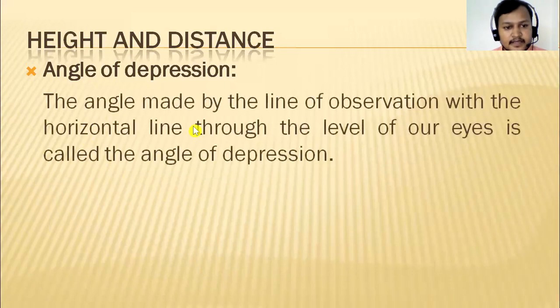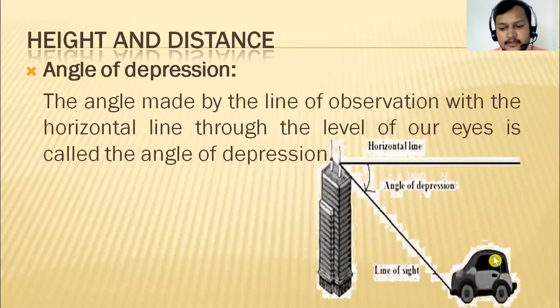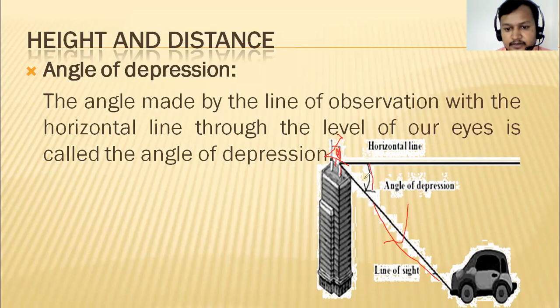Look at this one. Angle made by the line of observation with the horizontal line through the level of our eyes is called angle of depression. You may look at this example. This is horizontal line from top of this building. One is observing this car. I have given same example. Both examples coincide here. And this line is line of vision. Line of sight हामीले भन्न सक्छौं. यहाँबाट हेर्दैछौं, यहाँनिर हाम्रो आँखा छ. We are observing from this place. We are observing the car here. यो कारलाई हेर्दाखेरि यो बनेको angle. This is the angle of depression. Okay.